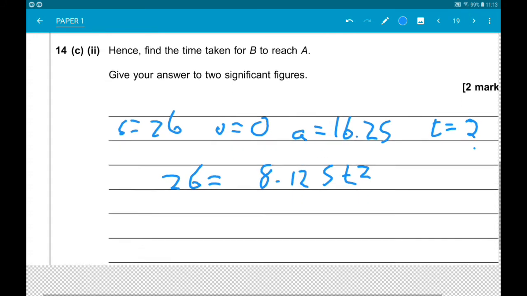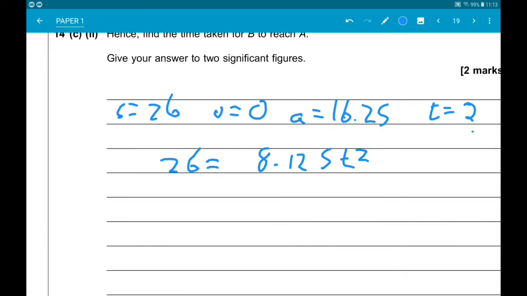So divide through by that and square root, we get t is root 26 over 0.125, which gives us 1.788 and so on, to 2 sig figs, which is 1.8 seconds.